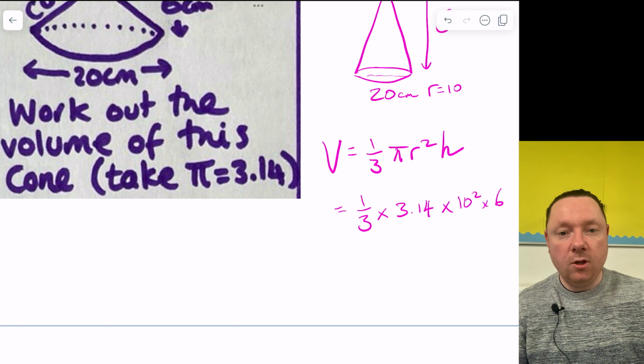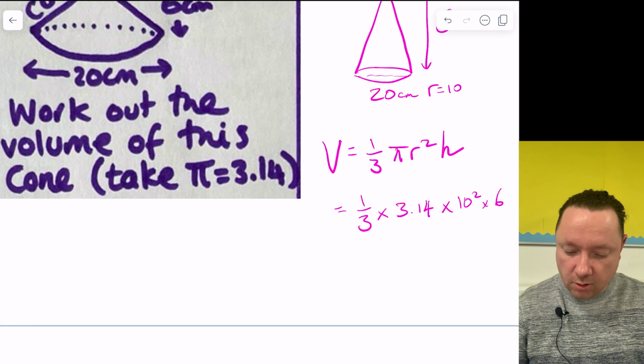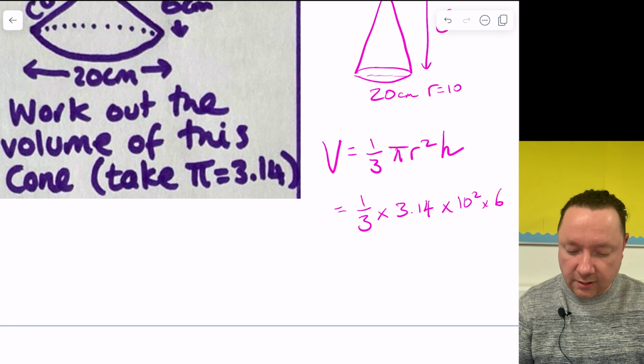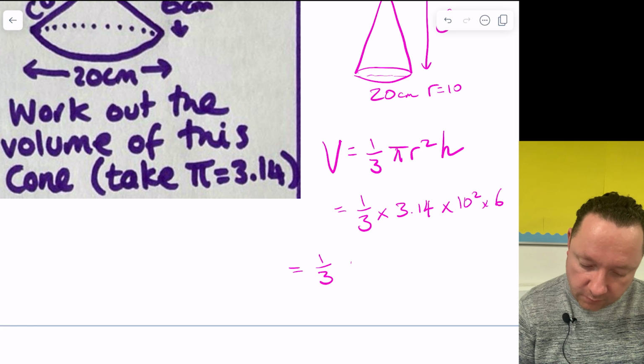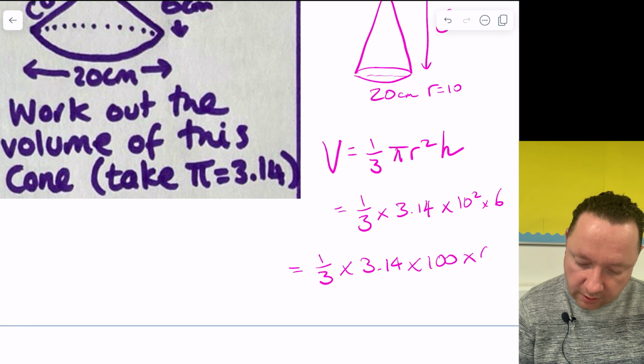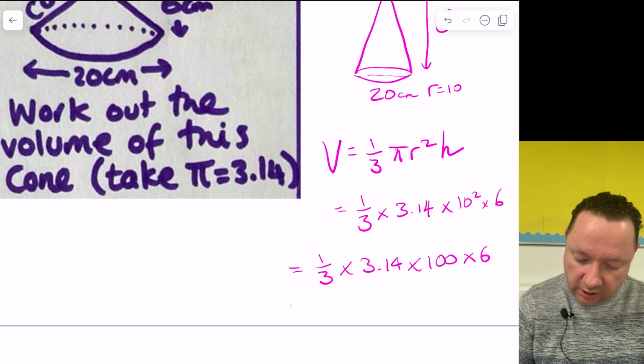So with these types of questions, when you have to do pi as 3.14 with non-calculator, I usually leave the 3.14 to the end if I can. So I'm going to do everything else first. 10 squared is 100. So that equals 1/3 times 3.14 times 100 times 6. Now you can do 6 times 100 then divide by 3, but 6 divided by 3 is 2. So it's much easier to just think of that as 2 times 3.14 times 100.